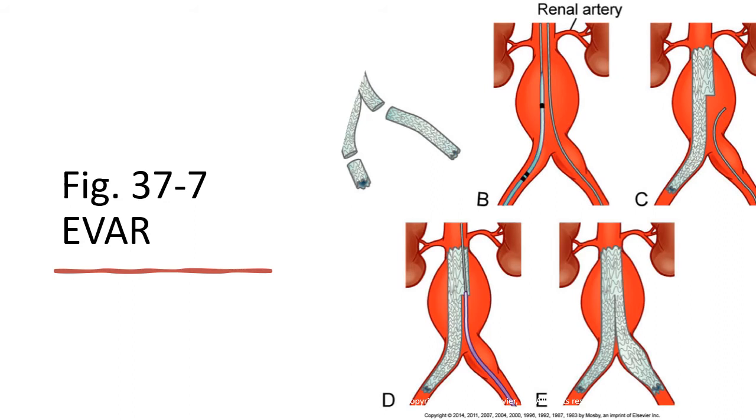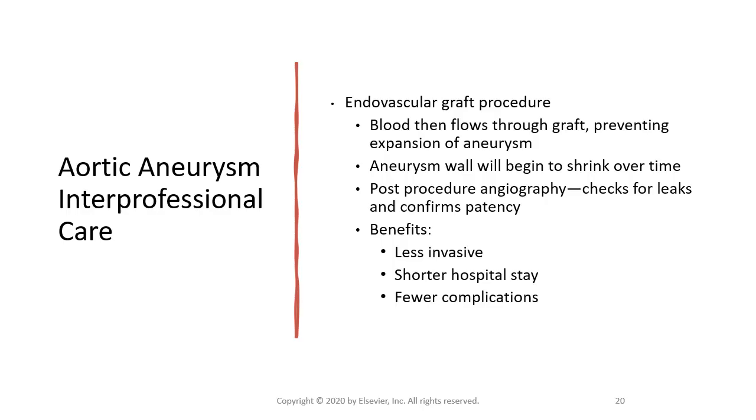So figure A shows the insertion of a woven polyester graft covered by a tubular metal web, which is your stent. Figure B shows the stent graft is inserted through the large blood vessel, the femoral artery, using a delivery catheter. The catheter is positioned below the renal arteries in the area of the aneurysm. In Figure C, the stent graft is slowly released into the blood vessel. When the stent comes in contact with the blood vessel, it expands to a preset size. Figure D shows a second graft inserted in the opposite vessel if needed, and then Figure E shows them fully deployed.